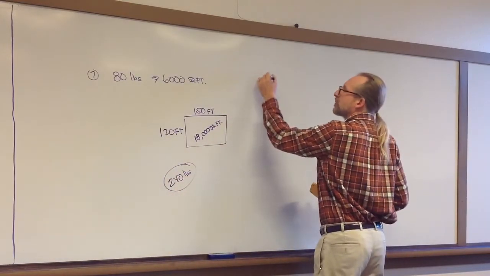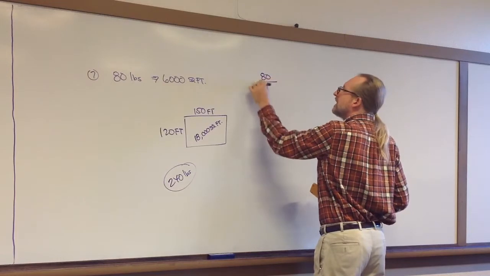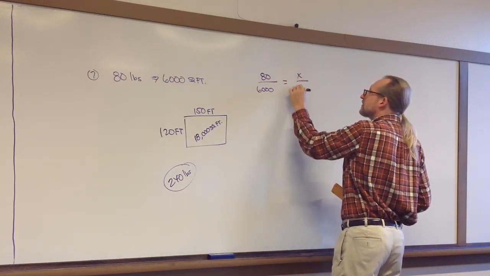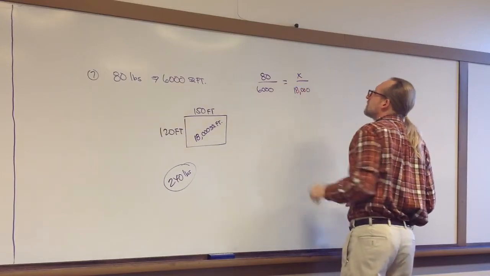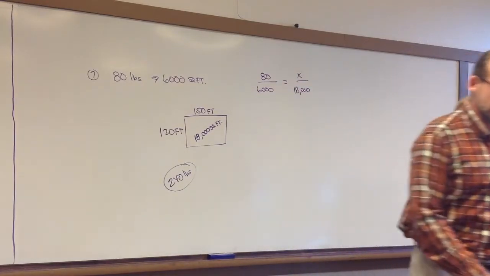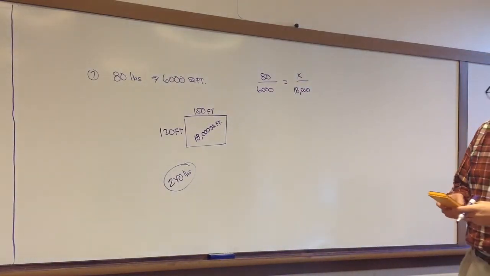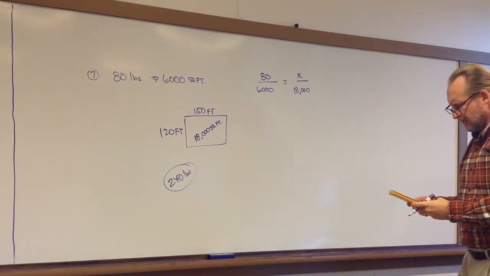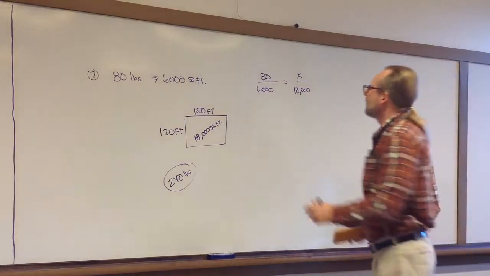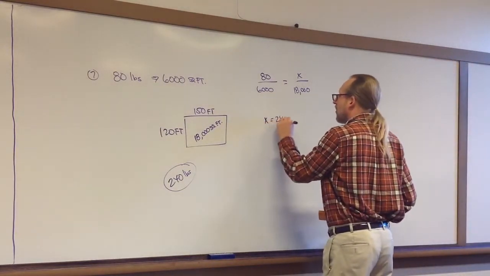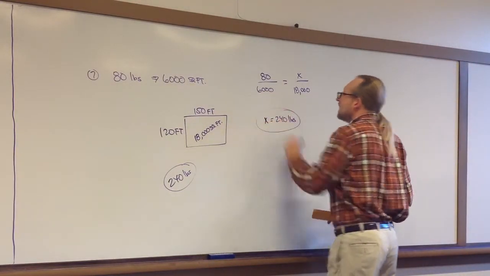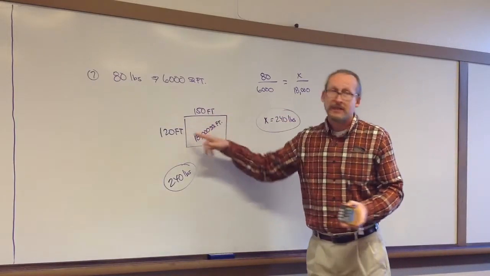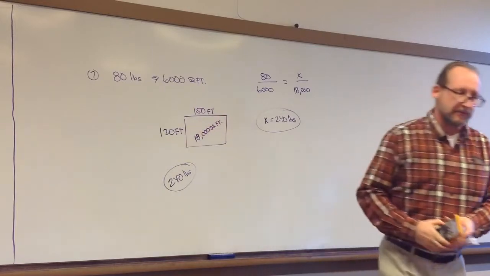To solve this with a proportion, we would say 80 over 6,000 is going to be x over 18,000. And if we do 18,000, let's see, 18,000 times 80 divided by 6,000, that gives us the 240 pounds. Okay, so this is a proportion question, but you did have to find the area in square feet for that backyard.